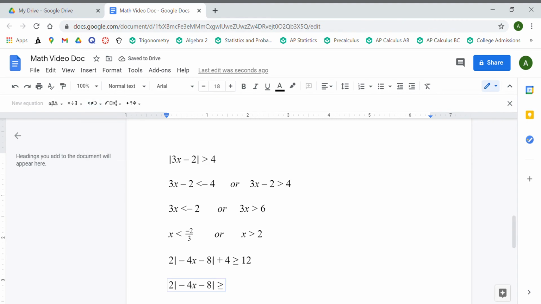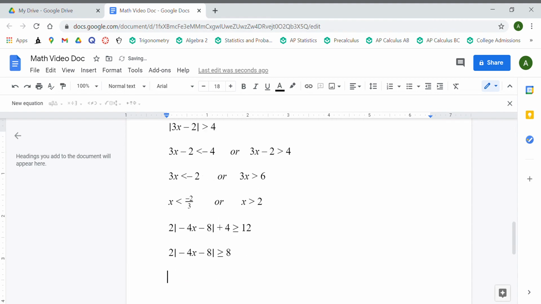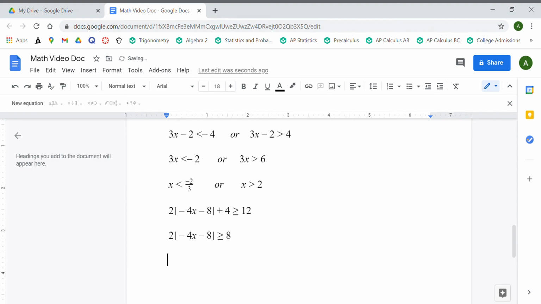12 minus 4 equals 8. Divide both sides by 2. And you'll have the absolute value of negative 4x minus 8 is greater than or equal to 4. And now we're ready to split this.